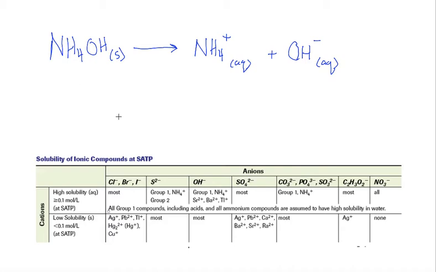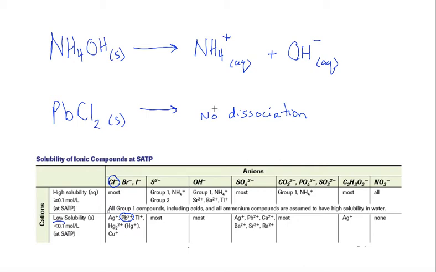Something like lead 2 down here, my lead 2 with a chloride is low solubility. So if I have PbCl2 as a solid and I put that in water, it does not dissociate. So I can't have an ionic equation for PbCl2 in that form. I can't have the solid breaking into the ions if that dissolves.